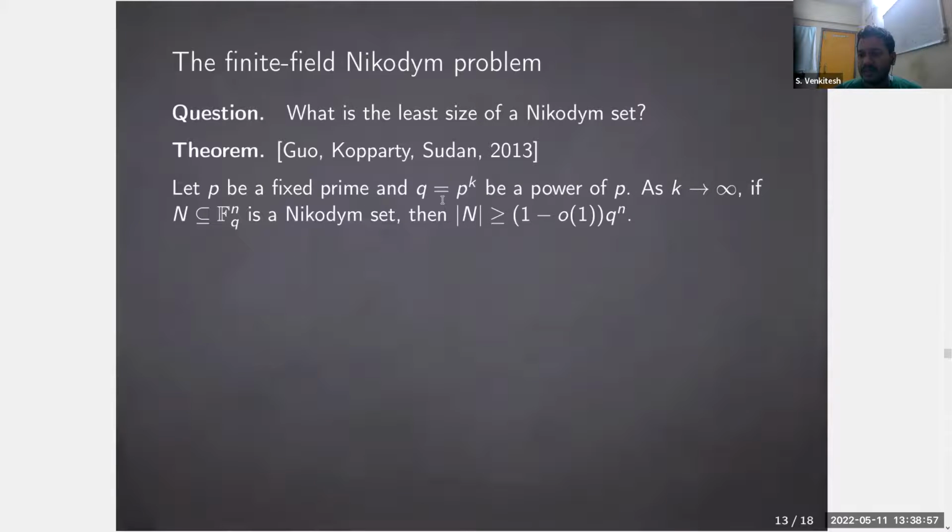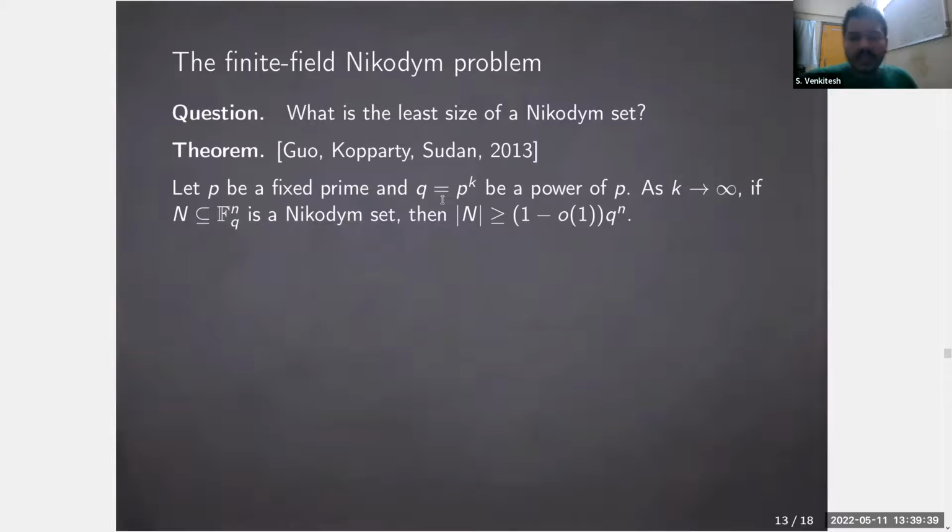Gopalan and Subin in 2030 proved the conjecture by exploiting this idea in a partial, restricted setting. So what's the restriction? q cannot be arbitrary. I'll have to first fix a prime p and then only consider powers of p. As a combinatorial statement, a lower bound on the Nikodym set is expected to be just a function of q and not really depend on p. So the dependency on p is the restriction in the result. You will have to fix p and then only consider powers of p. In that case, this conjecture is true.